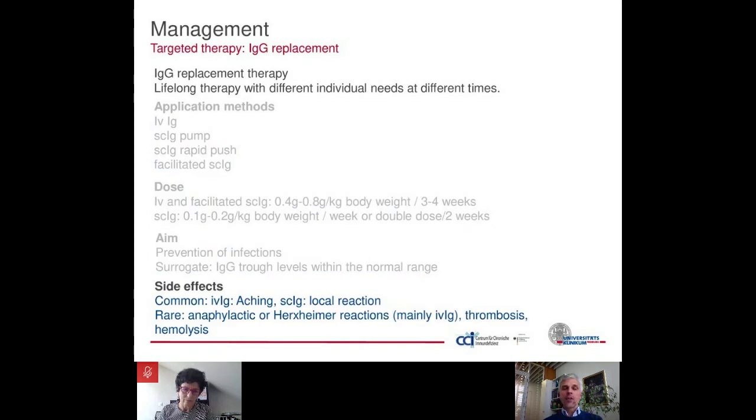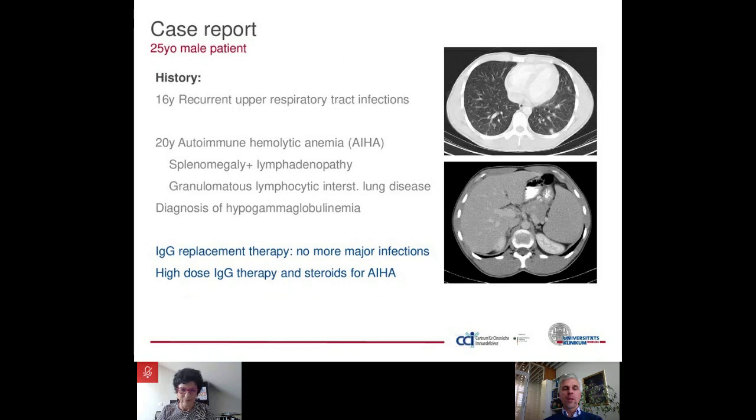Side effects, you're aware of them, and I think I don't need to talk much about them. I'm happy to talk more about them during the question section, and that's why I will not spend much time on that. In our patient, yes, he received IgG replacement and was successful. He had no major infections afterwards anymore.